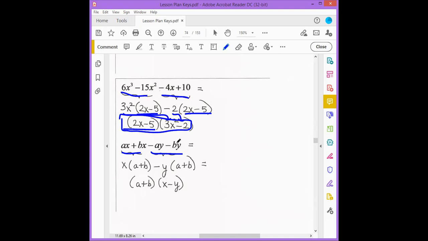Minus our second 2 terms, we can factor y. So when we factor minus y from minus ay, we get a in parentheses. And when we factor minus y from negative by, we get b in parentheses. See our shared factor of a plus b, that's a part of our solution. And then the next factor will be the terms that are outside parentheses, x and minus y. This is our solution, a plus b and x minus y.